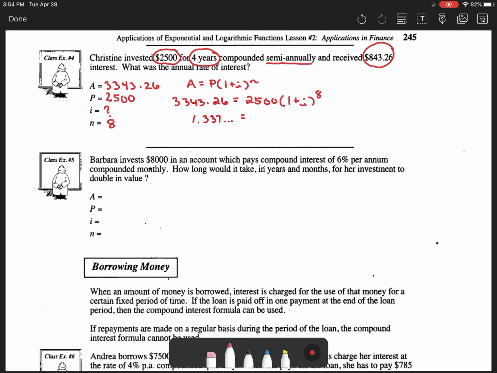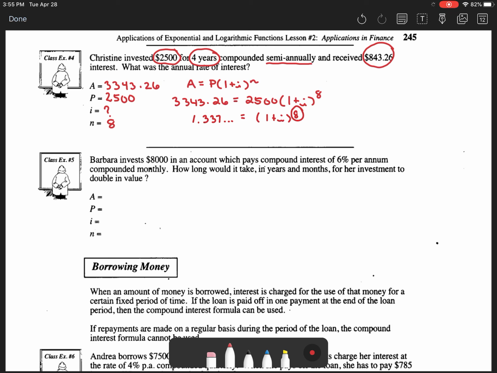So I take the final amount, $3,343.26, and I'm going to divide it by 2,500. So that gives me a value of 1.337, etc. Okay, I don't round that value. I'm going to keep that whole value in my calculator. I only round at the very end of the question. So now I have this: 1.337, etc. equals 1 plus I to the exponent of 8.